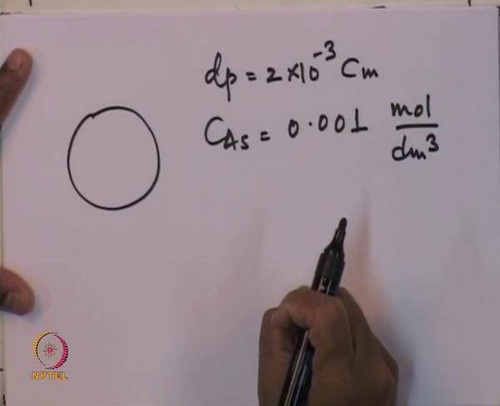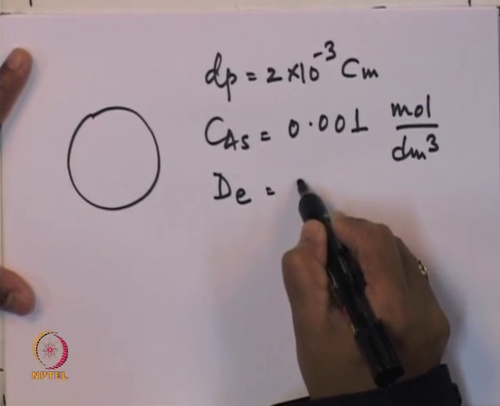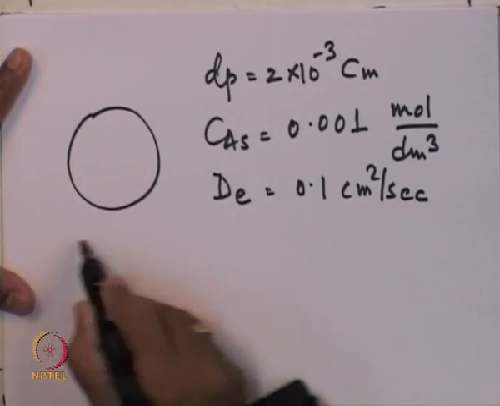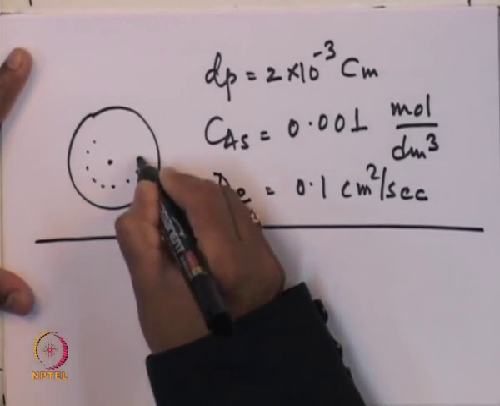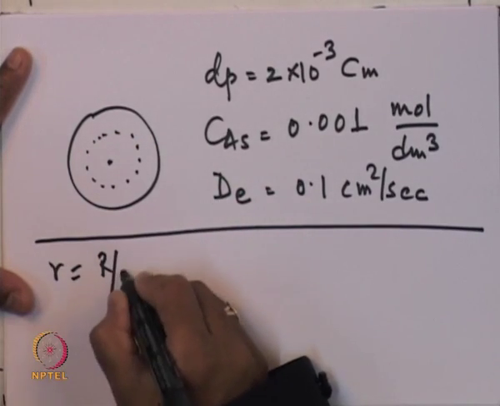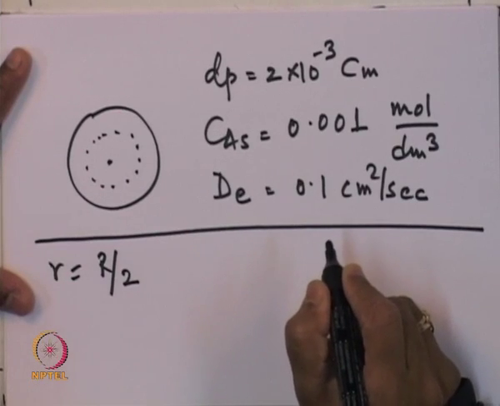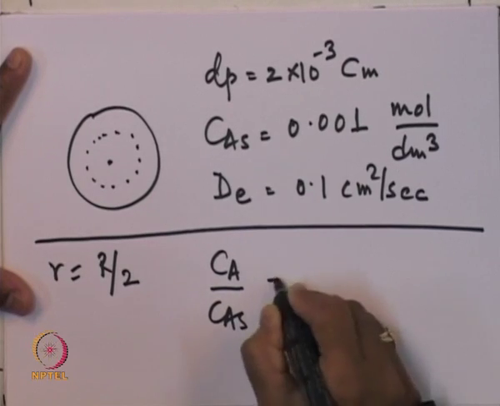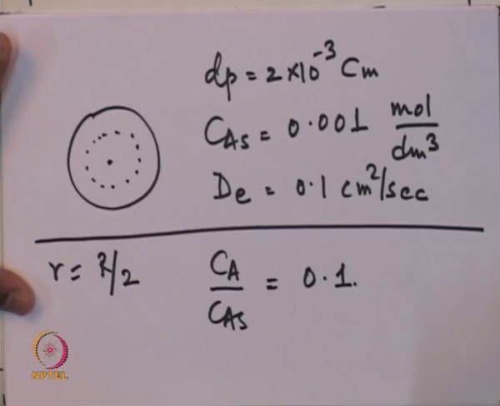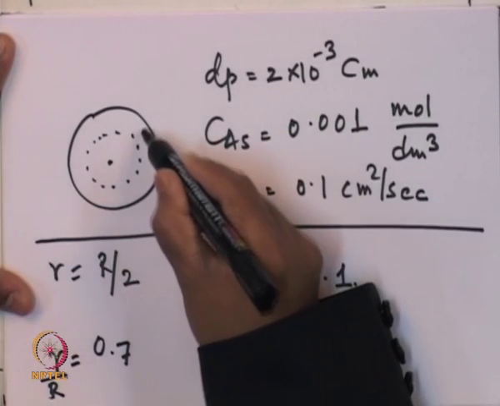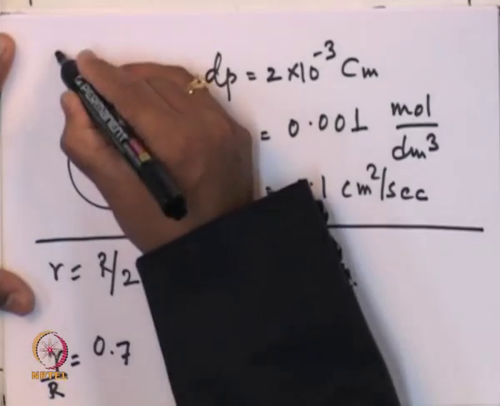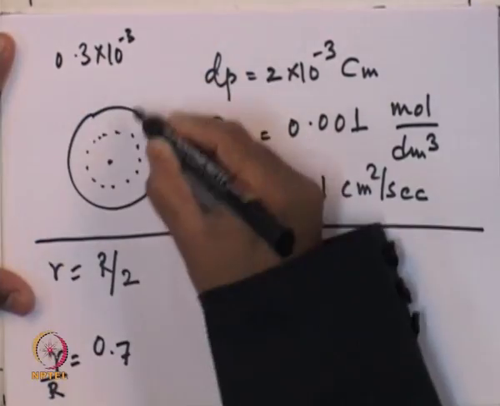Then it is said that the diffusion coefficient, or effective diffusivity, is 0.1 centimeters per second, the data given. Moreover, it is also given that at halfway distance, that is r is equal to capital R by 2, the concentration Ca by CAS is equal to 0.1, right? So from this, they have asked what would be the concentration when r is equal to 0.7, or in other words, if the distance is 0.3 × 10⁻³ centimeters from the external surface.